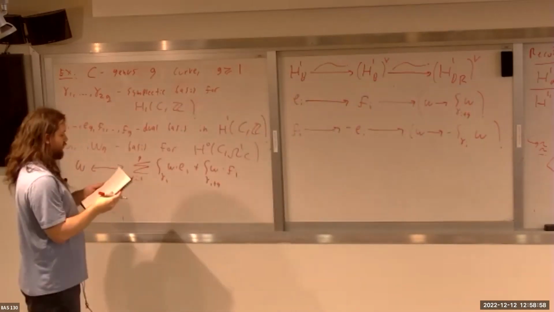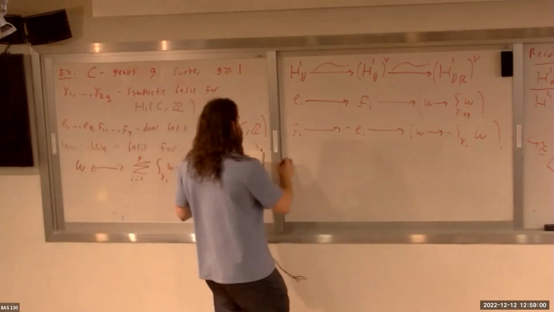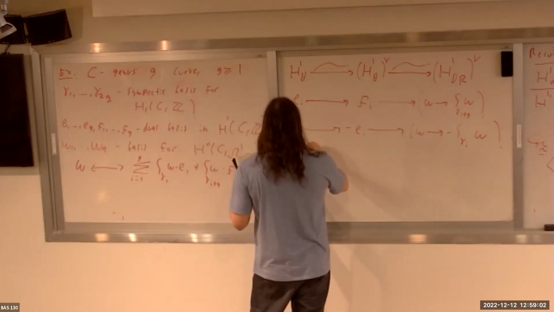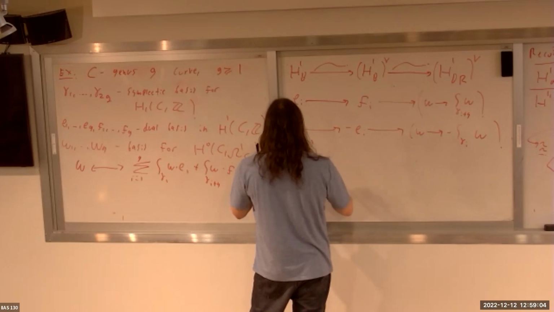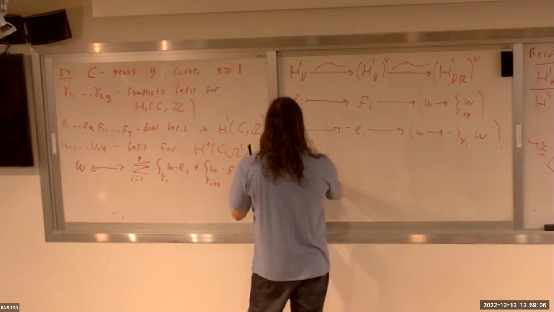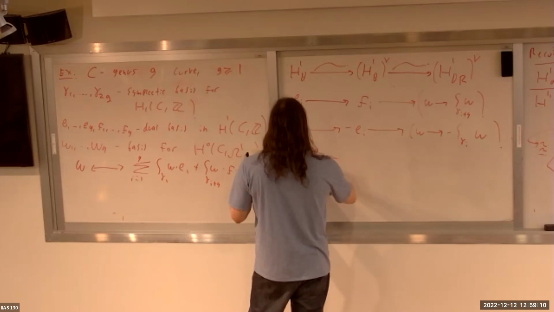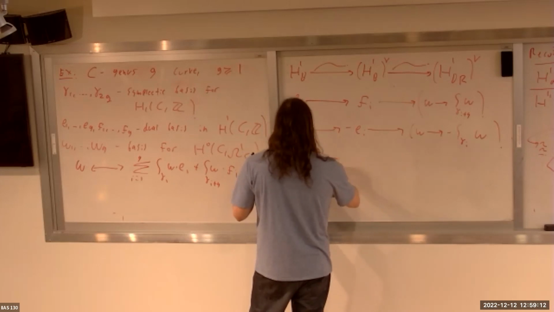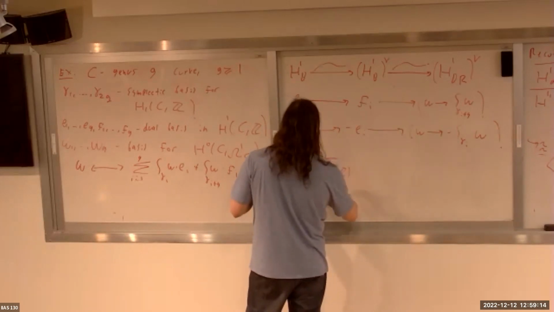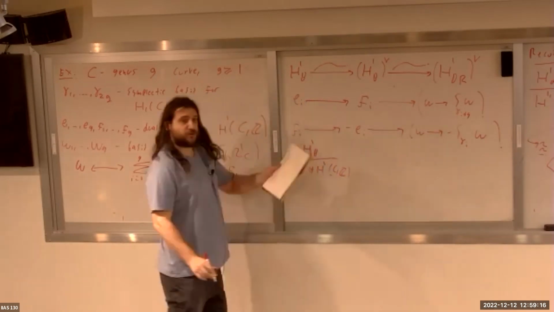We have these isomorphisms. So as a result now, if we look at H^1 Betti mod H^{1,0} plus H^1 Betti with Z coefficients, so same coefficients we did over there.